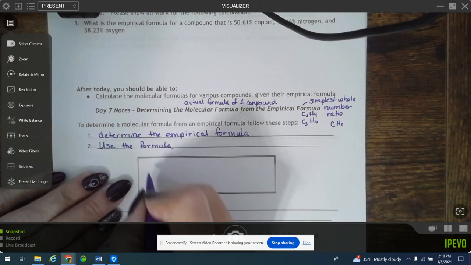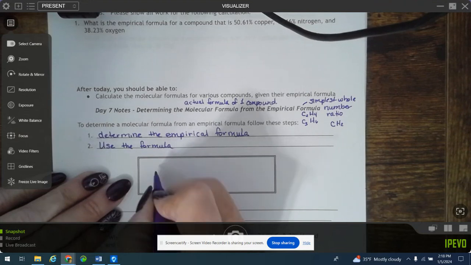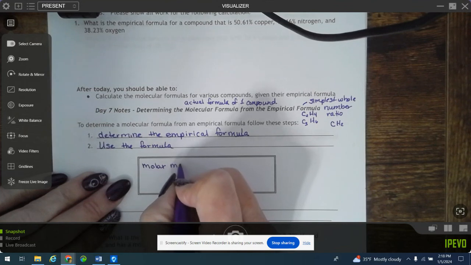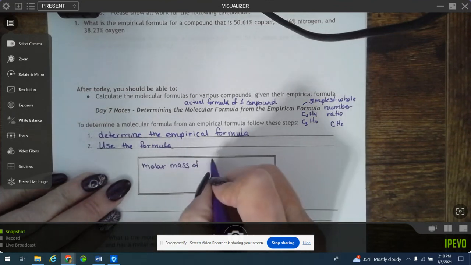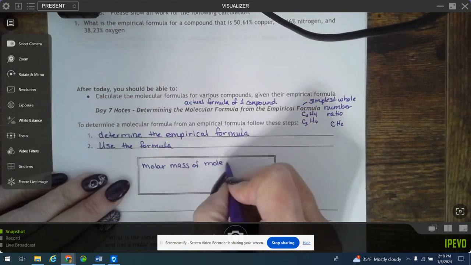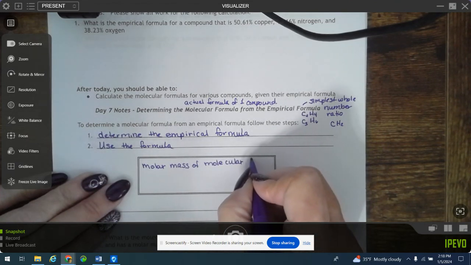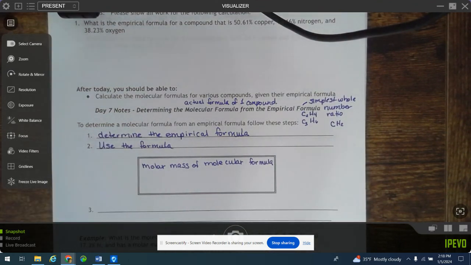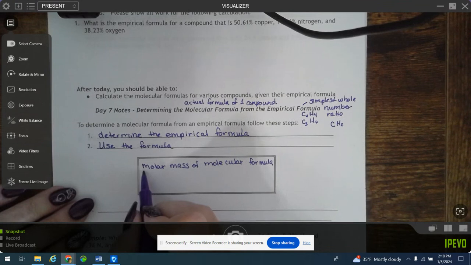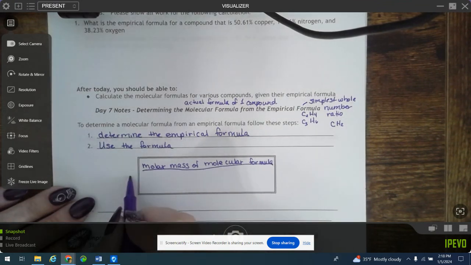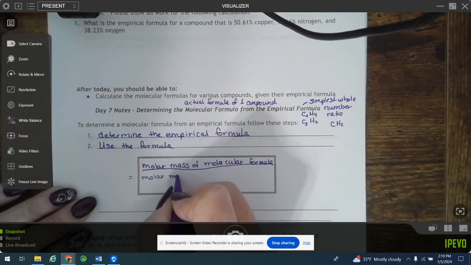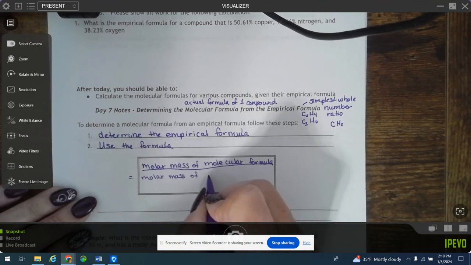What we're going to do here is to figure out the molecular formula. You take the molar mass of the molecular formula, so I would have to give you that. That's a good way to identify the type of problem: in calculating molecular formula, I would have to give you the molar mass of the molecular formula. We would take the molar mass of the molecular formula and divide it by the molar mass of the empirical formula.